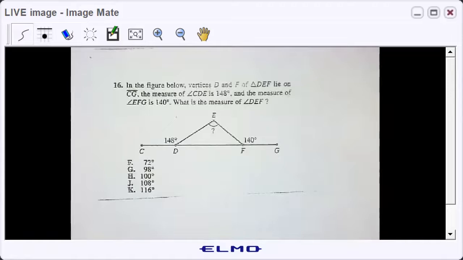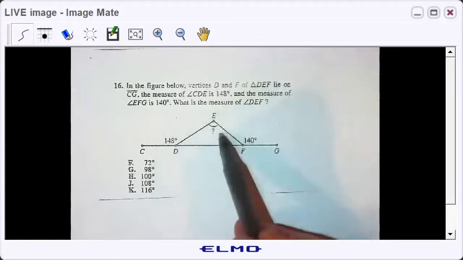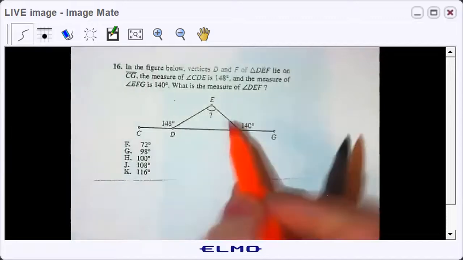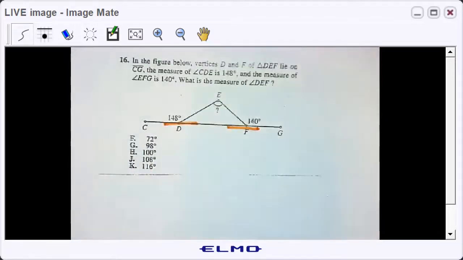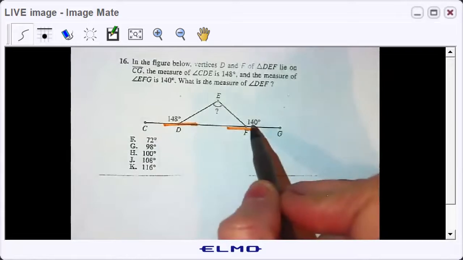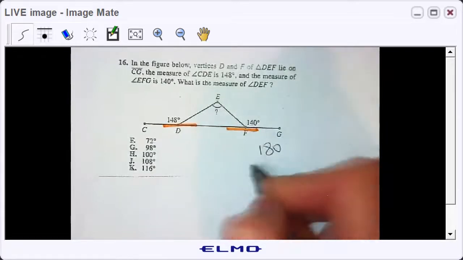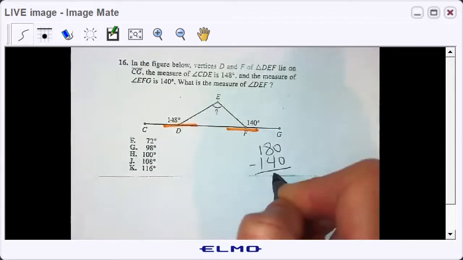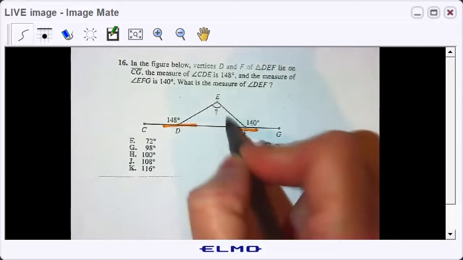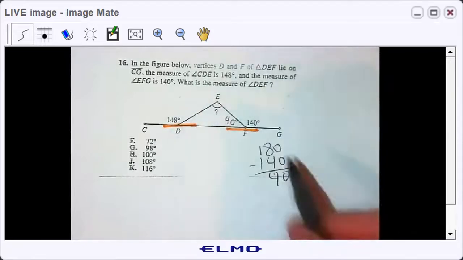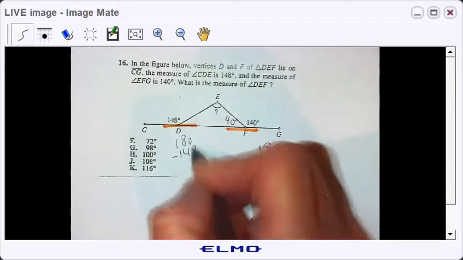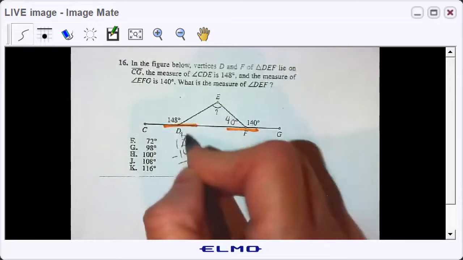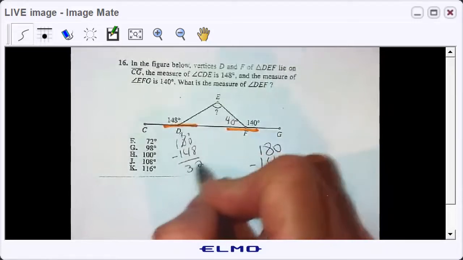Okay, so hopefully your teacher gave you a minute to kind of look at this yourself. But if you notice again, we get everything we need from the picture. We have our linear pairs again, 2 of them. And we have the inside angles of a triangle we're going to be dealing with. So let's take the angle to the right first. 180 minus 140. We subtract that, we get 40 for this inside angle. And then come over here to the left angle, 180 minus 148. We're going to get 32.